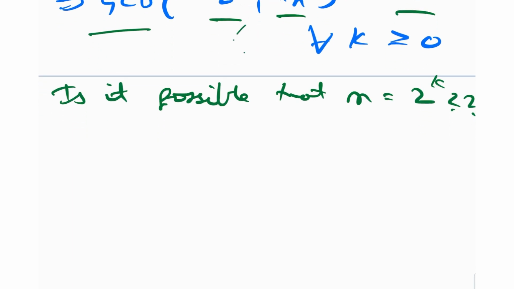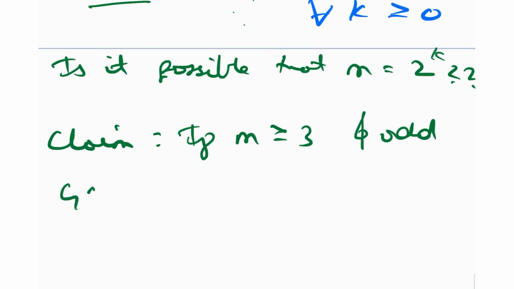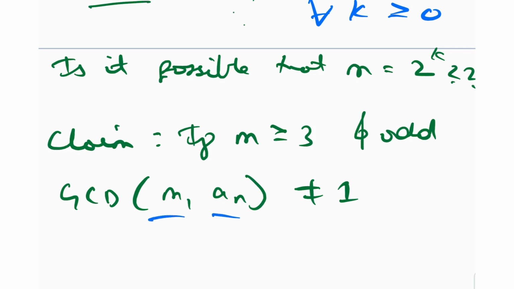And how do we prove that? Well, it's a pretty standard way to deal with this. I'll just make a claim. The claim is that if m is greater than or equal to 3 and odd, then the GCD of m and a_n cannot be equal to 1. So this is my claim. And just to remind you, in the question, we want to find m so that the GCD of m and a_n is equal to 1.